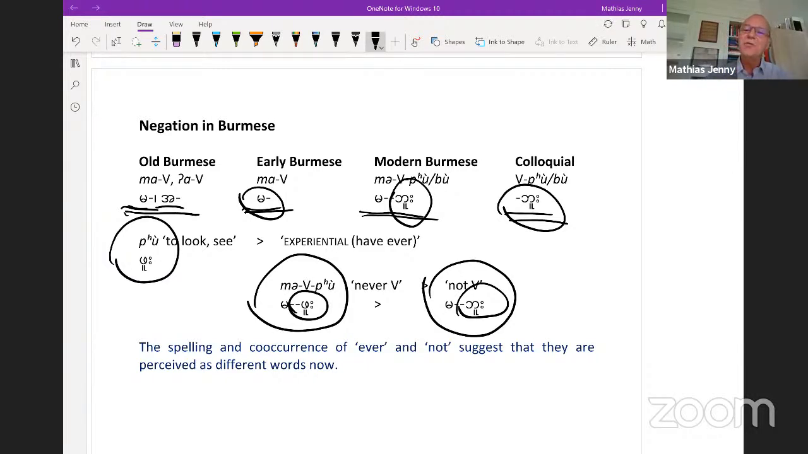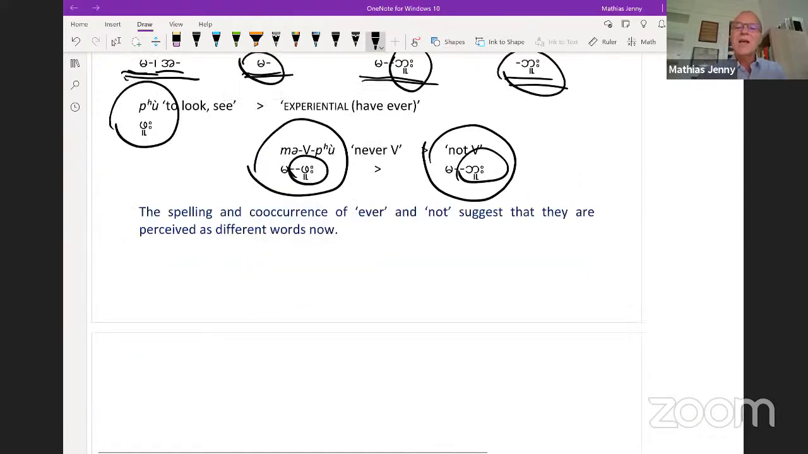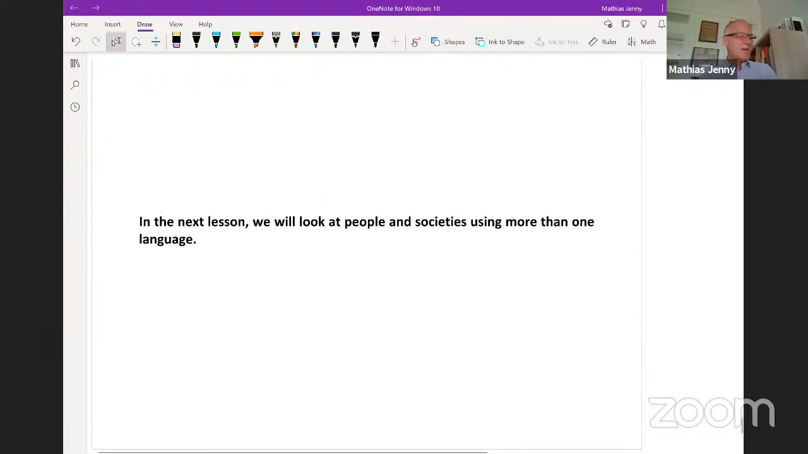So they're clearly different words today, but this does not mean that they do not go back to the same origin. Like in English, you can say things like, I'm going to go. Because going to has been reanalyzed, grammaticalized enough to be different from to go as a full verb. And this is what I wanted to tell you about language change in Burmese.